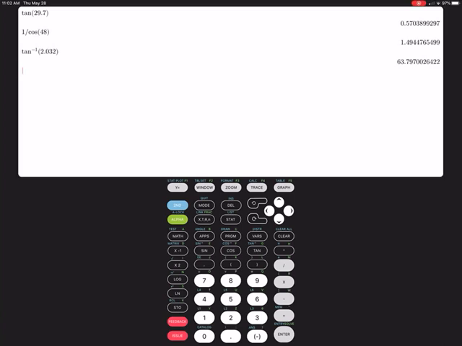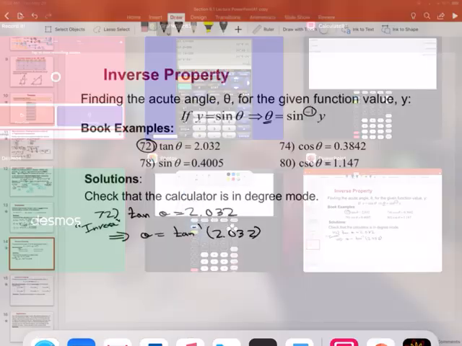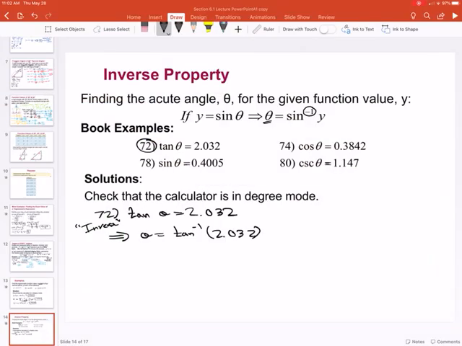I get 63.79, so let's round it to the nearest tenth. So that would be 63.8. So 63.8 degrees would be the angle measurement. So theta is approximately 63.8 degrees. So there's our angle measurement.